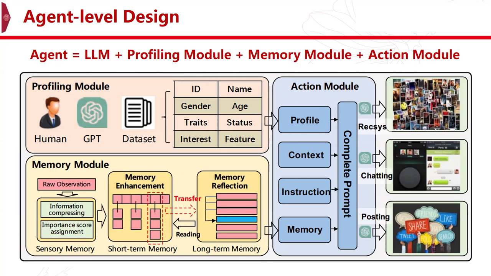The second module is the memory module, which is composed of sensory memory, short-term memory, and long-term memory. In the action module, the agent has to decide which action should be taken and when to take this action. For example, they can search movies on the recommender system or passively receive recommendations from the system. The agents can also chat with each other, and an agent can post messages on the social network so that his friends can receive them.